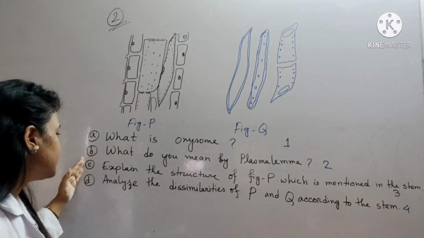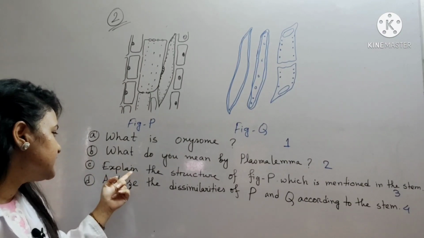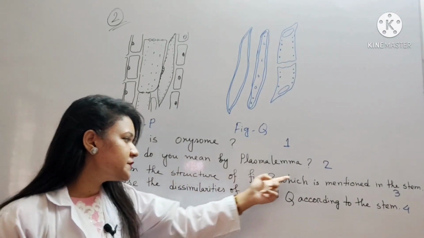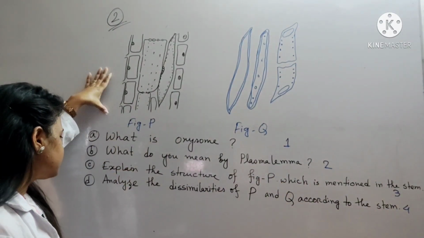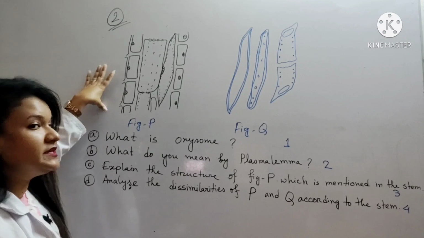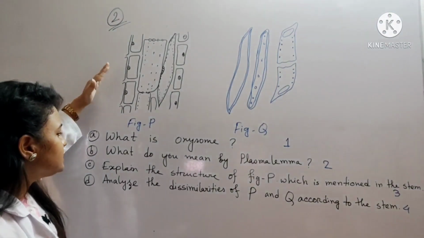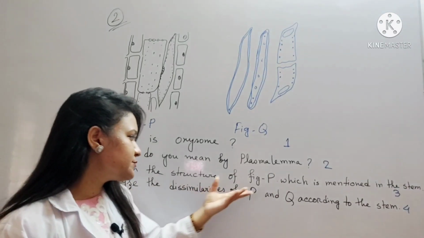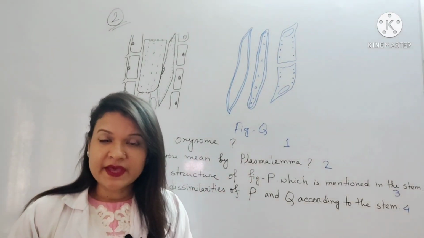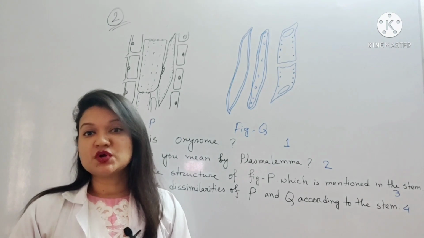And then number C. Number C is: explain the structure of figure P which is mentioned in the stem. So what is the structure of figure P? This is phloem. So first of all you have to write that figure P is phloem, and then you have to fill up the knowledge based question.